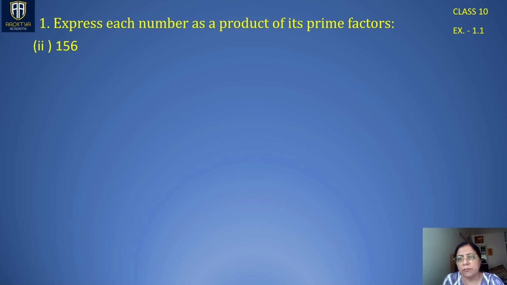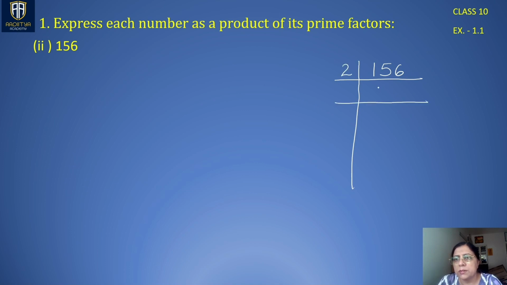Next, we have 156. So we take 156 and start doing the prime factorization. Again, check with the divisibility of 2. This number is divisible by 2. So 2 sevens are 14. 1 combined with 6 gives you 16. 2 eights are 16. Still, this is divisible by 2.